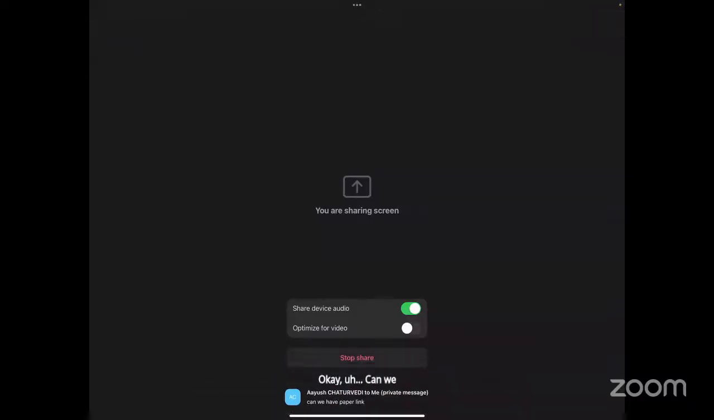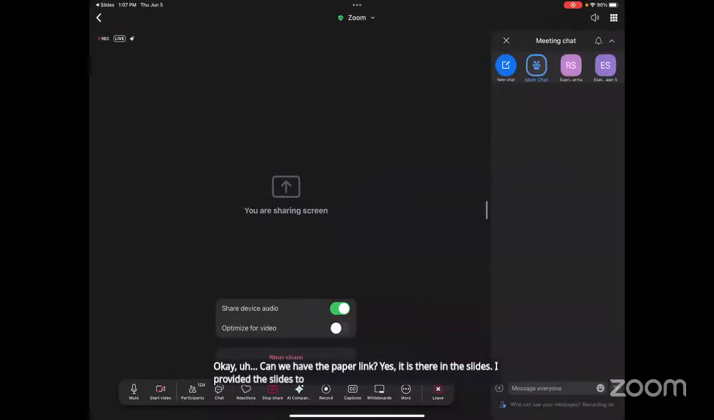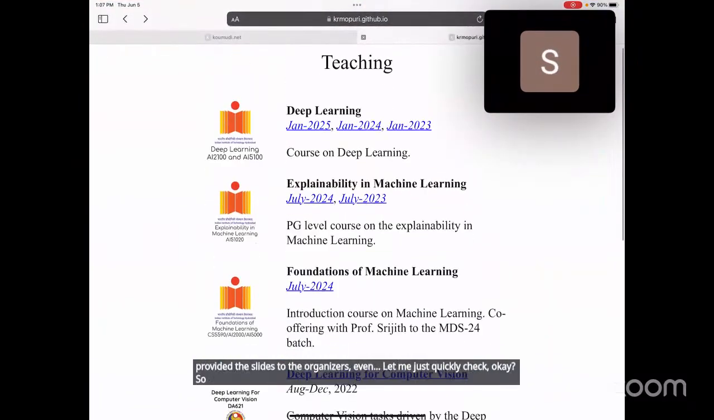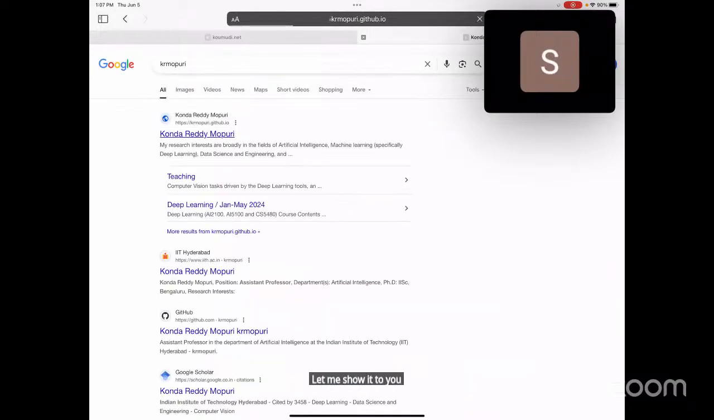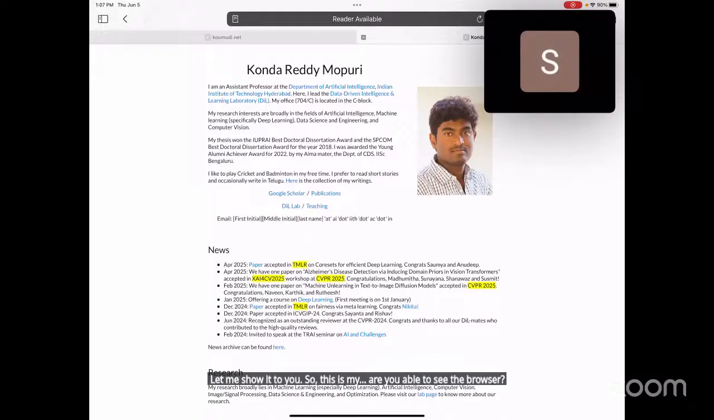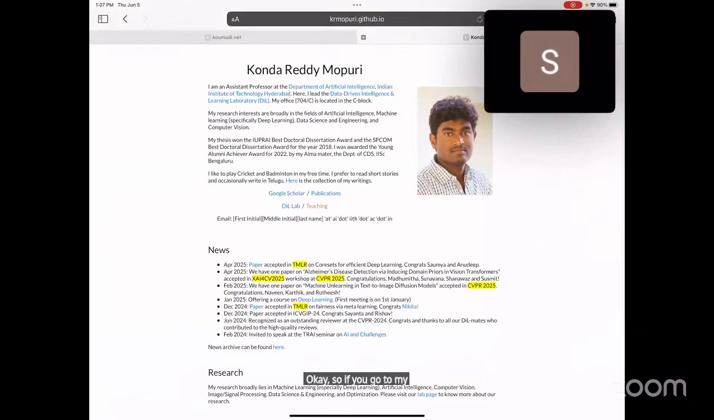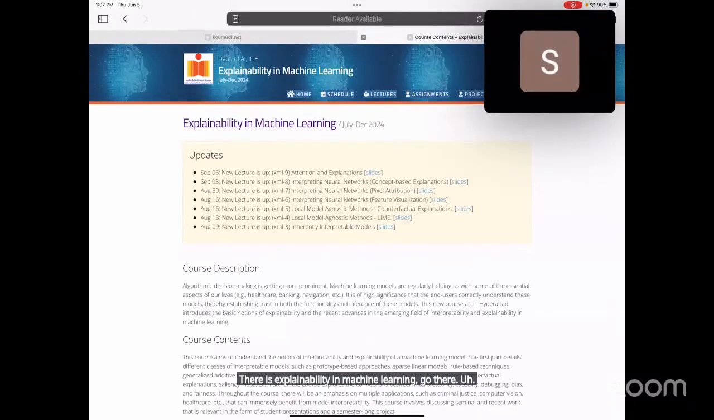Can we have the paper link? Yes, it is there in the slides. I provided the slides to the organizers. Let me just quickly check. If you go to my personal website under teaching, let me show it to you. Are you able to see the browser? Yes, sir, we can. If you go to my personal website, go to teaching, there is Explainability in Machine Learning. Go there. There are resources.